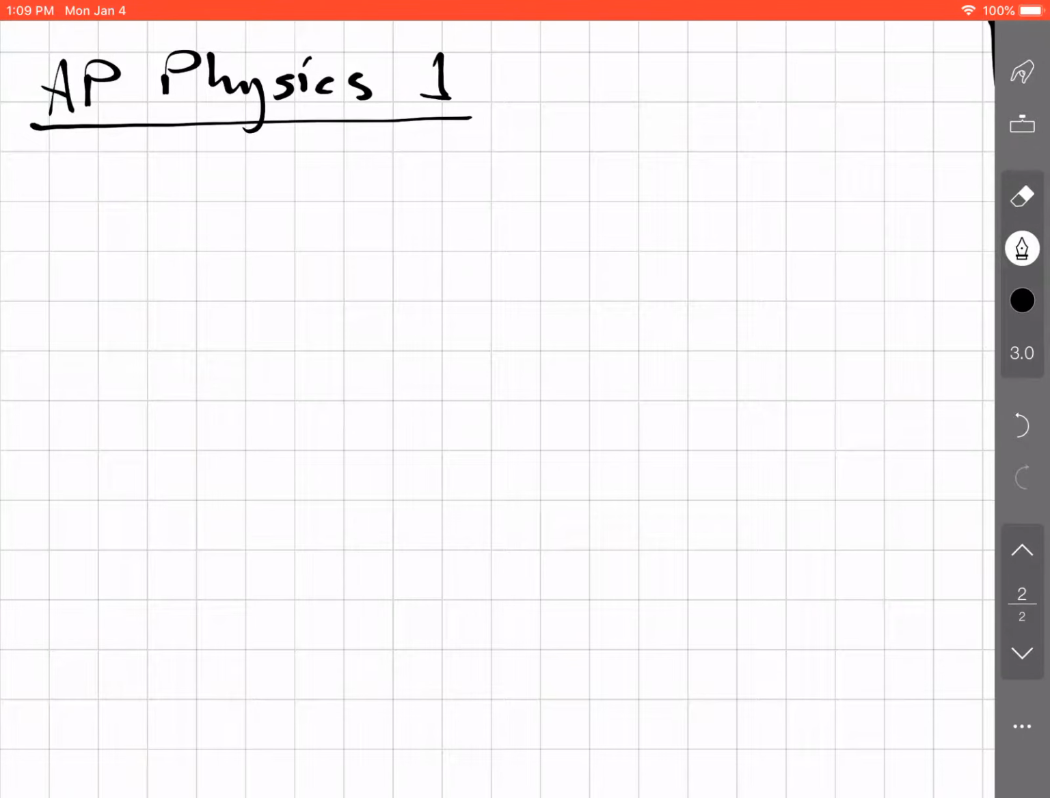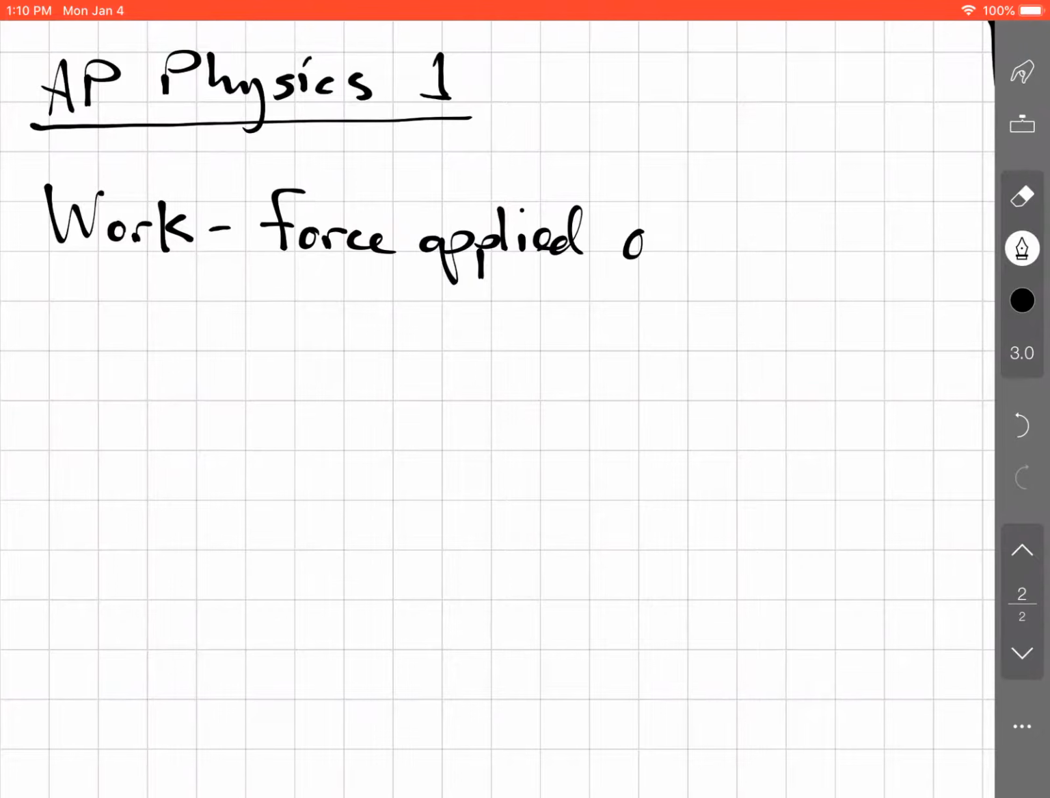We are going to be talking about the beginning of a new unit today, and obviously, you guys are at home now. So, we're going to be talking about work and then a little bit of energy today. So, a couple of definitions. Work is basically force applied over a distance. And I should say a parallel force applied.